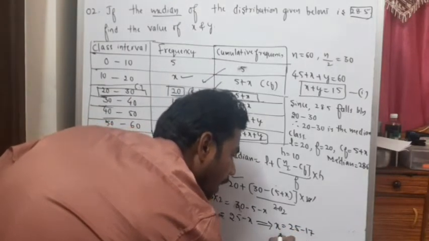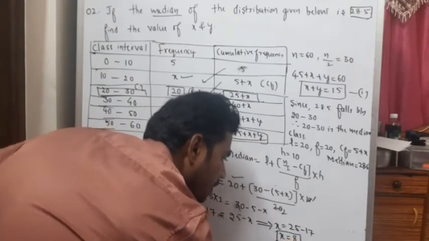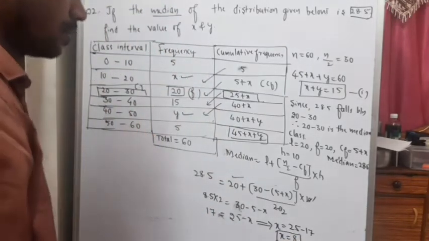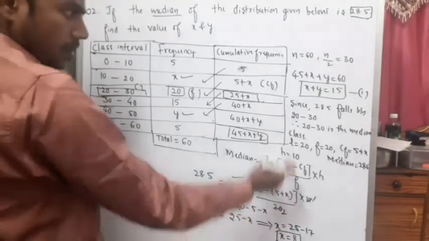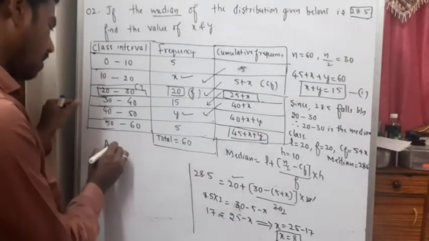Therefore x is equal to 8. 25 minus 17 is nothing but 8. So from 1 what we have, I am continuing here.